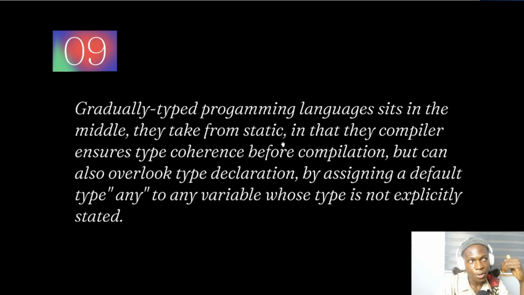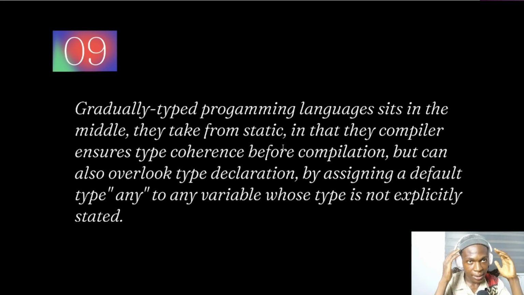Let's say, for instance, you want to declare a variable x. The moment you're typing variable x in C++ or Java, you have to tell us whether this is an integer, a string, what data type this particular variable is. However, for a dynamic programming language like Python or JavaScript, you don't have to tell us this variable is this type. All right, so a gradually typed programming language sits in the middle. They are just like a static programming language in that before they do the compilation, they would have checked for any type mismatches.